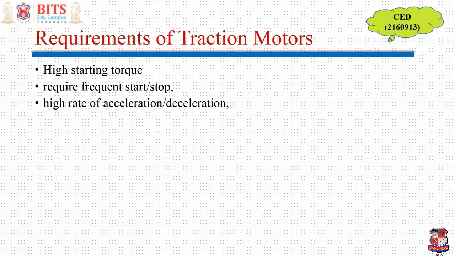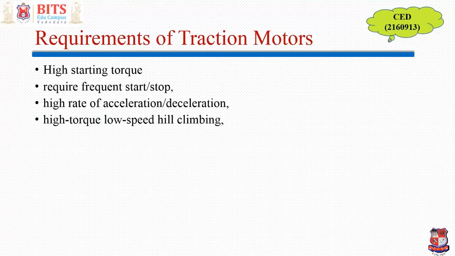We need to accelerate and decelerate quickly. Nobody likes drives or transportation arrangements which are slow. So acceleration and deceleration also need to be quick. You need to produce high torque in the low speed hill climbing region, when the train is climbing uphill. So you need to produce very high torque, of course, at low speed. So it should be able to produce high torque during hill climbing. And when it is moving on a level track, it should be able to produce high speed at low torque, and this operation is known as cruising, right?